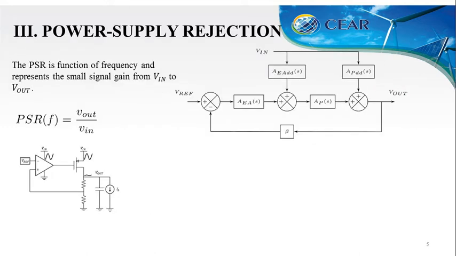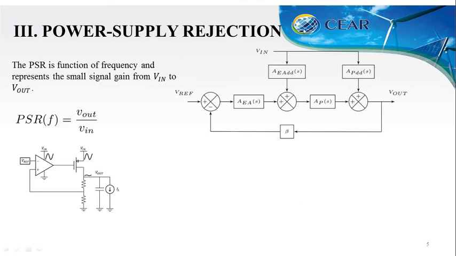The power supply rejection, or the PSR, is a specification of the LDO. It is analyzed in the frequency domain. The PSR is a function of frequency and represents the small signal gain from Vin to Vout, as shown in this formula. Observe this figure. Here we have a high ripple coming from Vin. In Vout, you have a low ripple. So that's what the PSR measures, the ability of an LDO to reject this ripple.